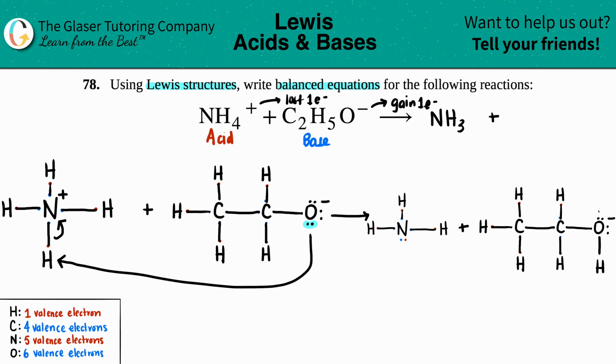And when that happens, if we redo the formal charges, this does not have a negative charge anymore. It's now back to neutral. And that's what the compound is. So it basically is this, but we just added the hydrogen. You could say C2H5OH. There's a lot of different ways that you can say the compound. But this would be your answer. So the whole balanced equation would be NH4 plus C2H5O minus yields NH3 plus C2H5OH. And that is the Lewis structures to show it.